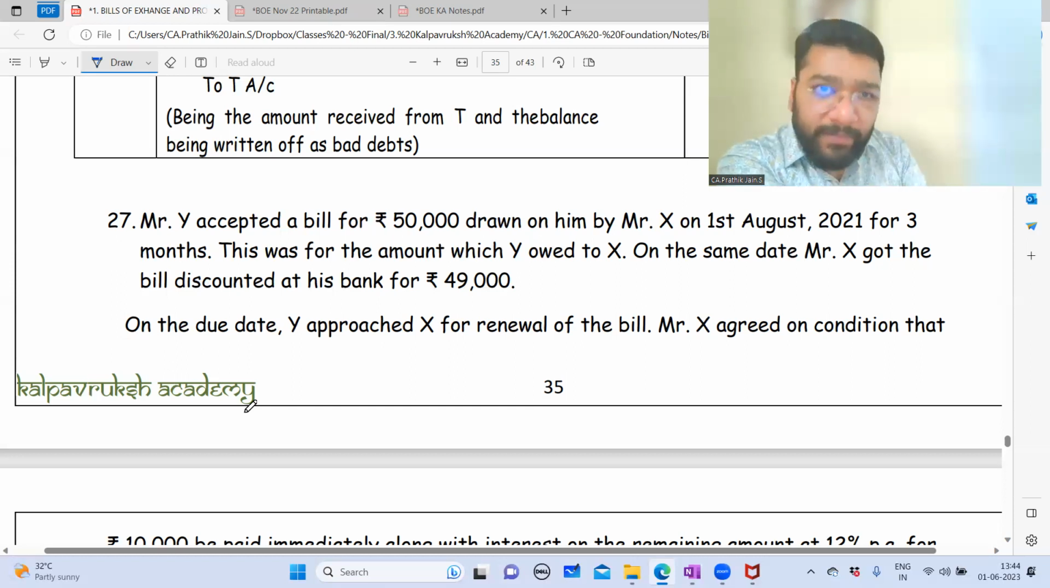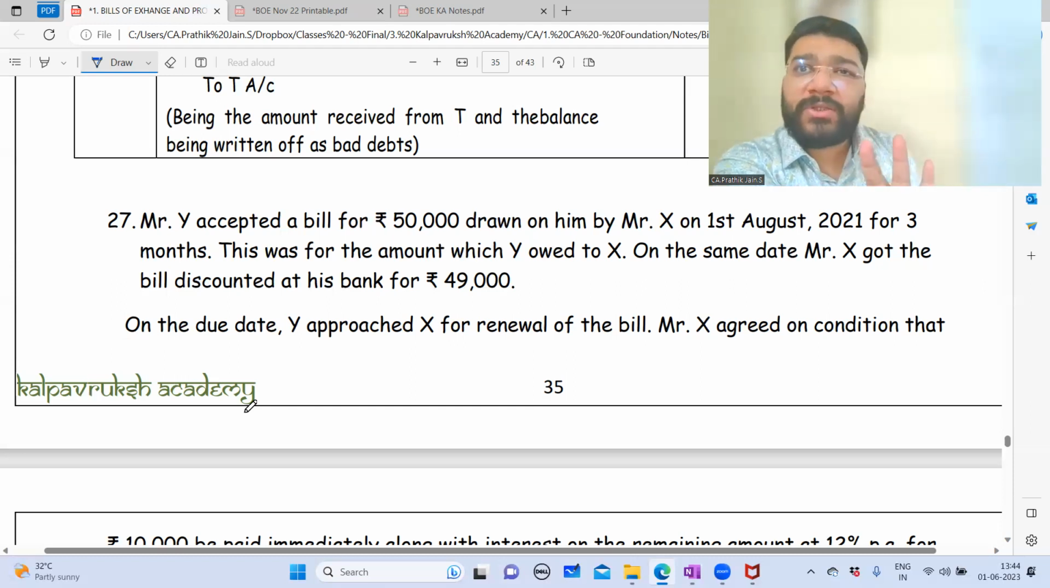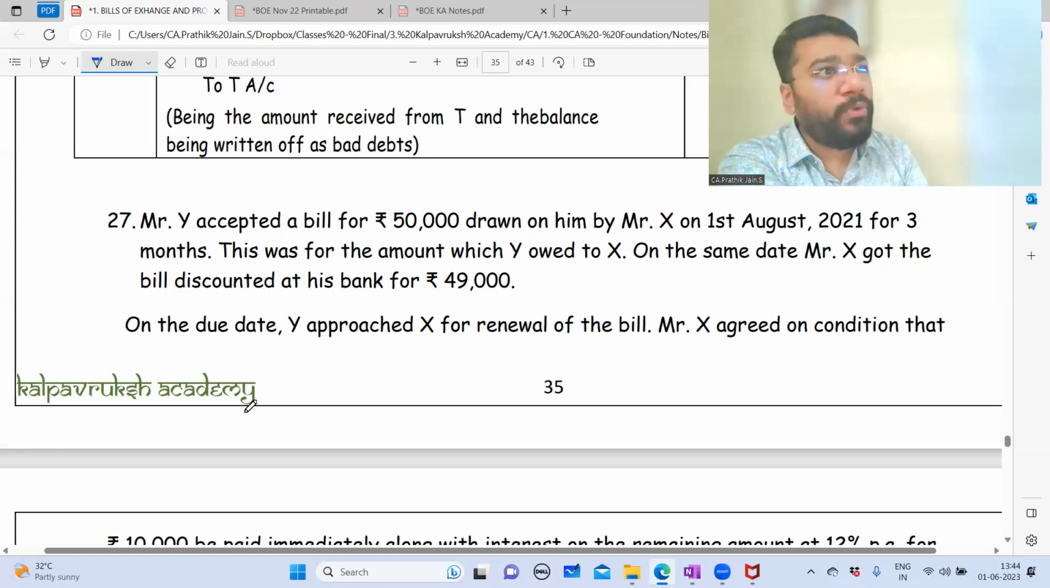So Saturday morning we'll meet, finish off the doubts, finish off the balance questions, and then Saturday evening we'll continue with average due date. That's a very small topic. So probably in 1 or 2 classes it will be done. Average due date, account current, and sale or return: these 3 topics will be done in probably 6 to 7 hours. Like 2 classes, or 2.5 classes, more than sufficient.